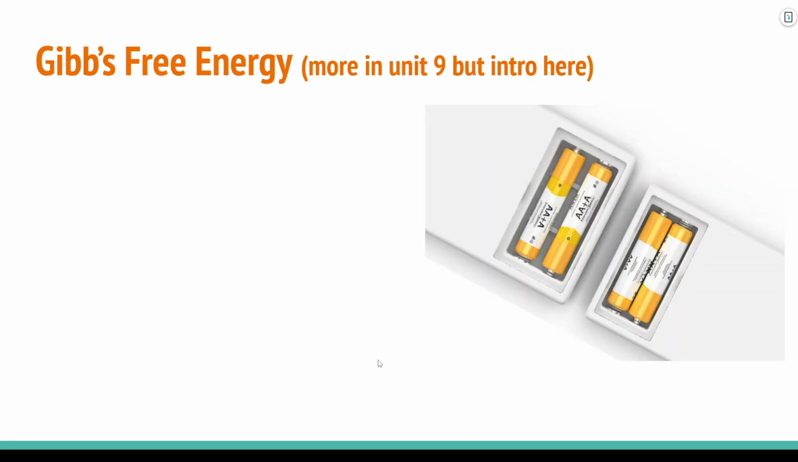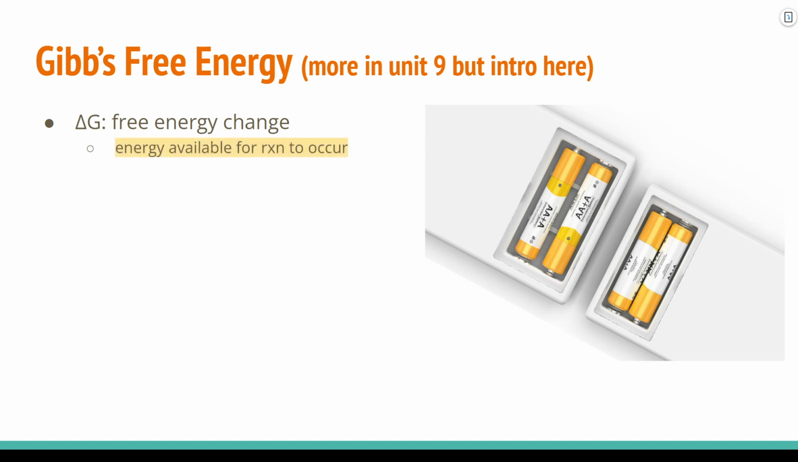Okay. Gibbs free energy. So again, we're also going to talk about this in Unit 9 more, but quick intro here. And so Gibbs free energy is delta G, and it's the free energy change, okay? I'm not going to go into this more other than that because, again, you'll learn more about it later. And so my for now definition is going to be based off the energy available for this reaction to even occur, okay? And so delta G is talking about spontaneity. And so spontaneity meaning it will naturally happen or not.